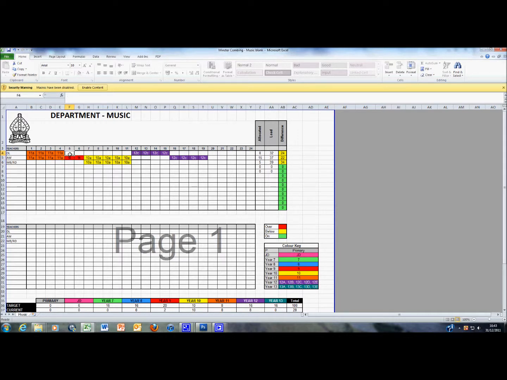and 2 periods for a Year 7 music class could be entered in a similar way. The colour coding makes each year group clear to see.